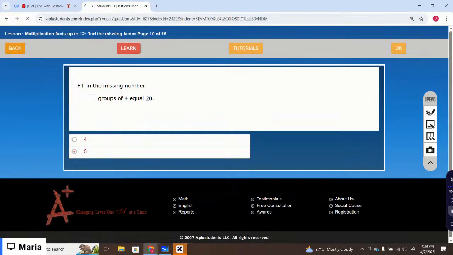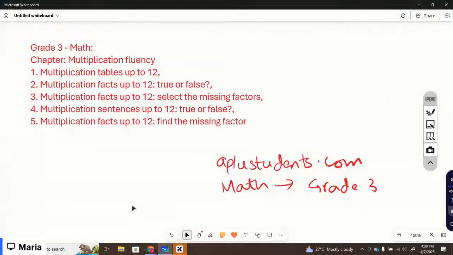Okay, you can complete the lesson by yourself later today. So we were working on the 3 math. The chapter we were working on is multiplication fluency. The lessons we have covered today are multiplication tables up to 12, multiplication facts up to 12, true or false, multiplication facts up to 12, select the missing factors, multiplication sentences up to 12, true or false, multiplication facts up to 12, find the missing factor.